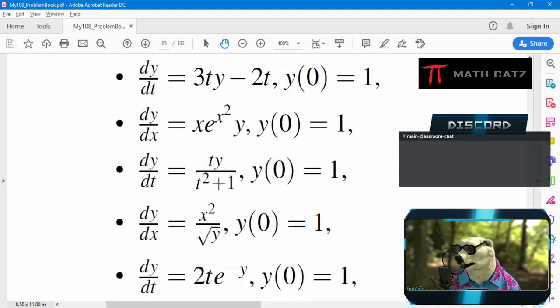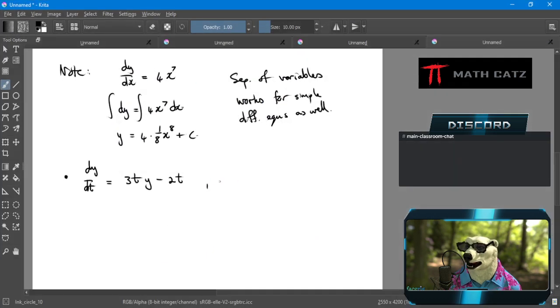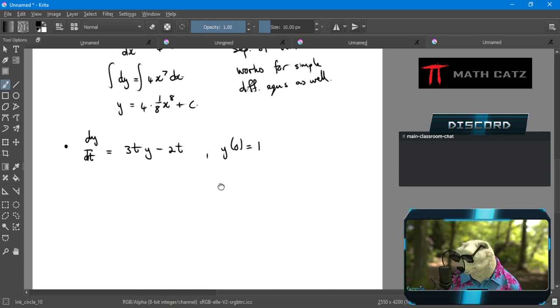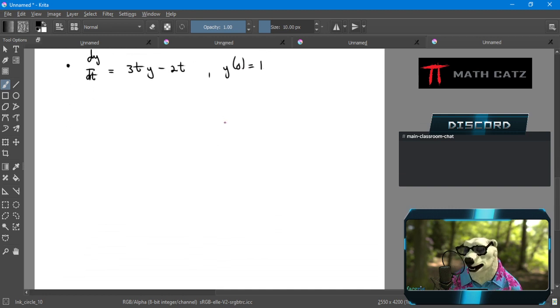And I have an initial condition, y of 0 equals 1. All right. So let's have that as our last example and just pay close attention to how I would rewrite this equation to separate the variables correctly.